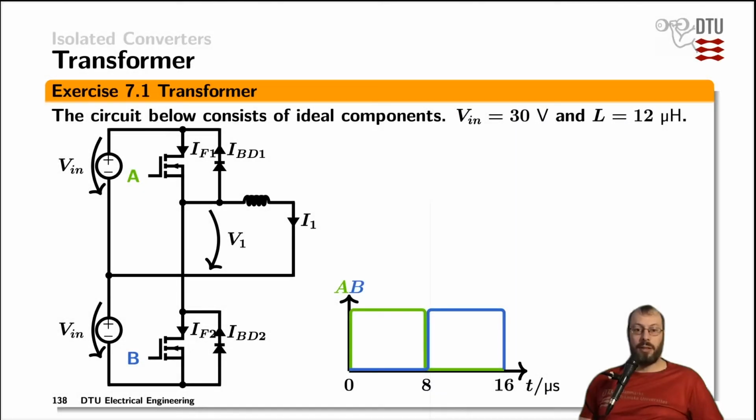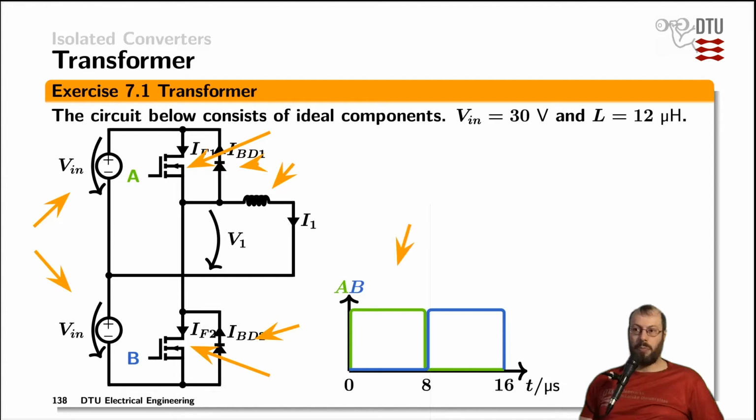Now, two exercises related to isolated converters. This one here starts out with the high side MOSFET and a low side MOSFET connected together in a half bridge. Both of them have their body diodes here and there. And to begin with, they drive simply an inductor.